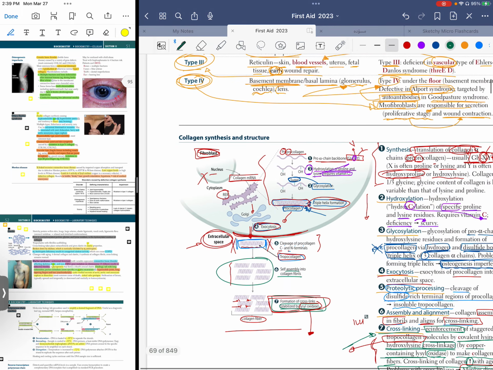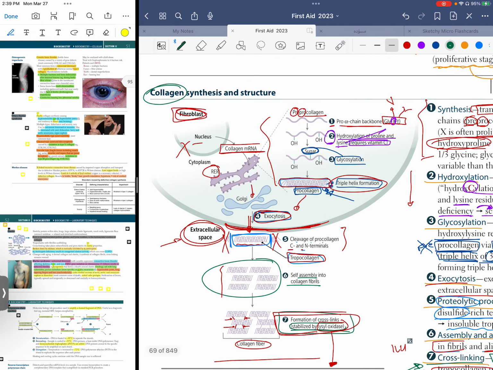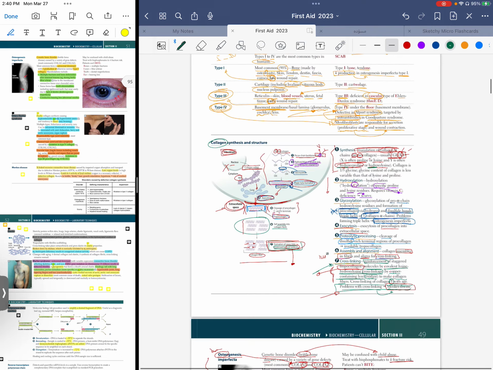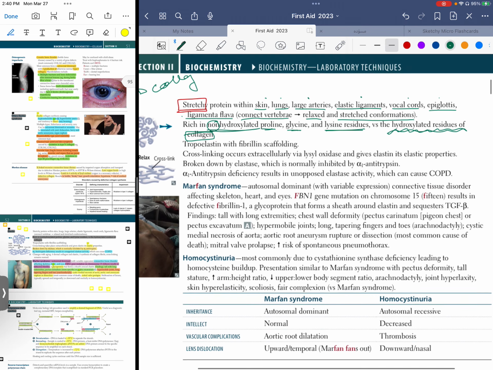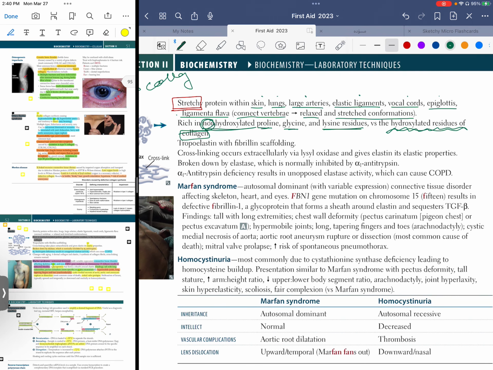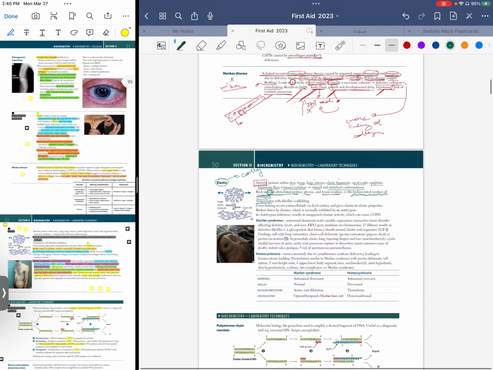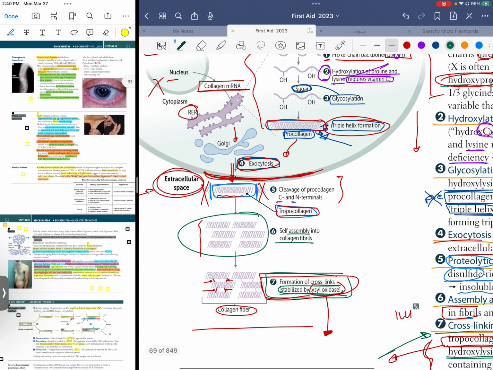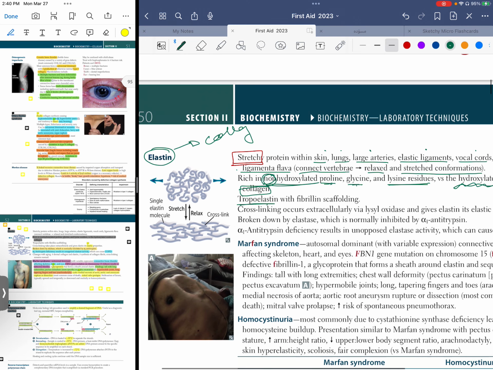In this image over here, it's only about collagen. We can see that we have hydroxyproline, hydroxylysine, so the residues most likely to be hydroxylated, while over here it's non-hydroxylated proline, glycine, and lysine, and the final end result is tropoelastin with fibrillar scaffolding. In the collagen it was tropocollagen ending as collagen fiber. This time in the elastin we have tropoelastin ending with fibrillar scaffolding.